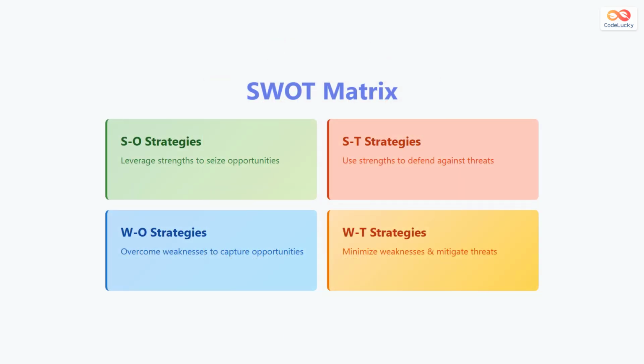The SWOT Matrix helps you convert analysis into strategy. The SO strategies, or strength opportunity strategies, involve leveraging your strengths to seize opportunities in the market. ST strategies, or strength threat strategies, use your strengths to defend against external threats. WO strategies, or weakness opportunity strategies, focus on overcoming your weaknesses to capture market opportunities. And WT strategies, or weakness threat strategies, involve minimizing weaknesses while mitigating threats. This matrix transforms your SWOT analysis into actionable strategic directions for your product.